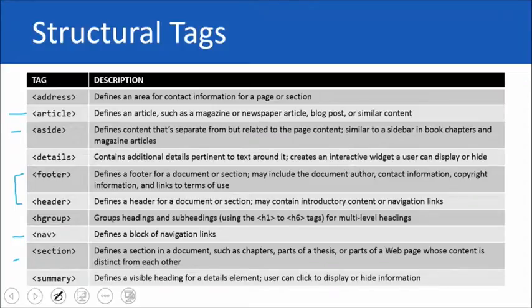Address is another one that you can use. You have details. Then you also have hgroup, which actually groups different headers like your H1, H2, H3 elements, multi-level headings. And finally, you have summary too, right? Which is going to, guess what? Be the place where the summary goes.